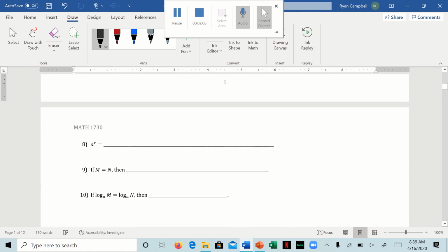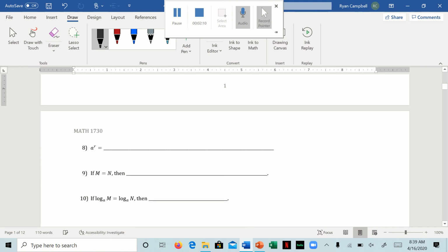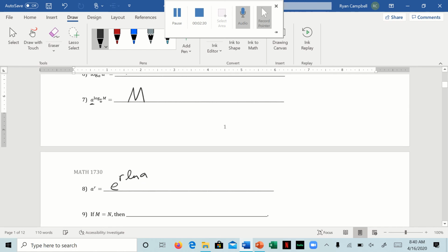All right. Number 8's weird. I don't really think we're going to be using it in this class. It's more for calculus and that kind of stuff. But just to let you see it, if you have a base raised to a power, that's going to be the exact same thing as e raised to the r ln of a. And the way that we get that is actually from this previous one right here, right?